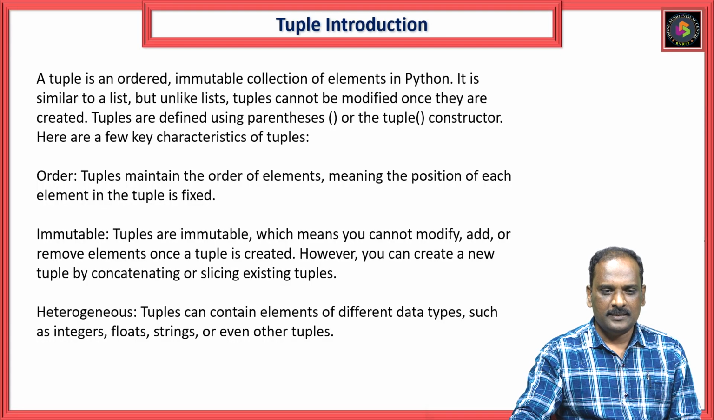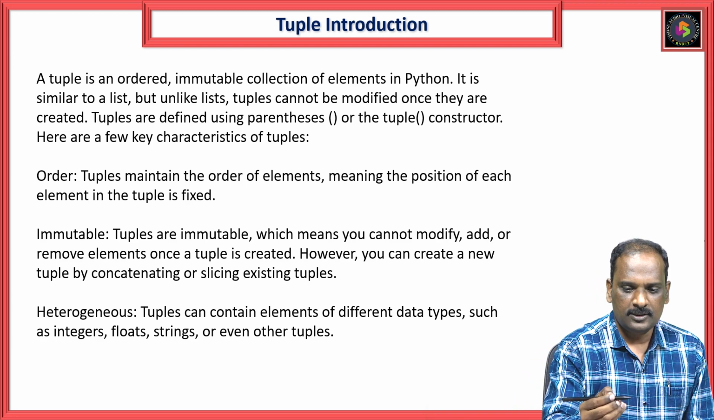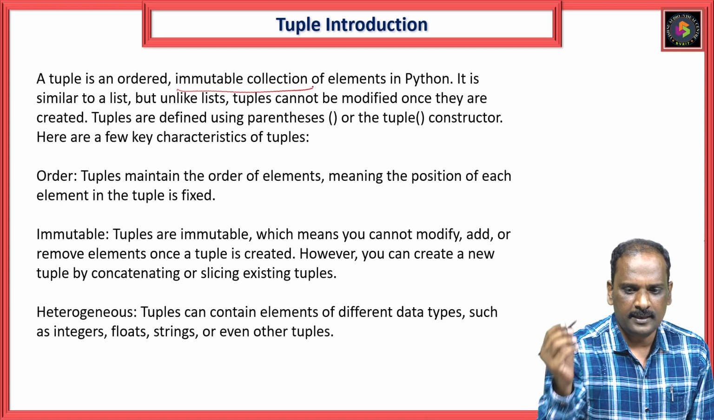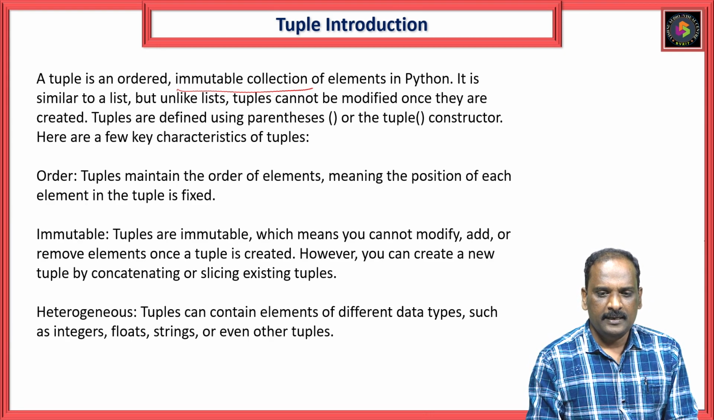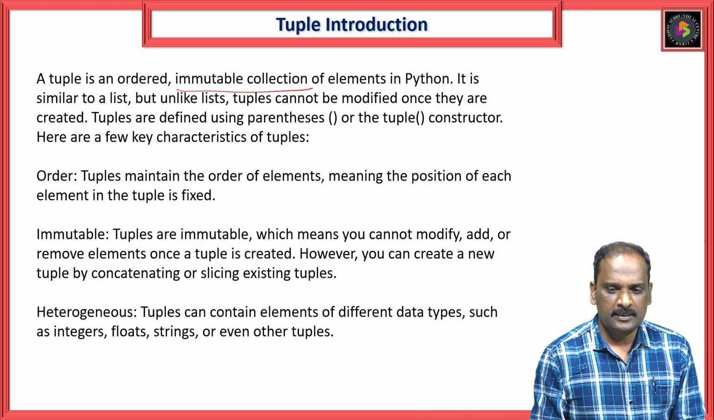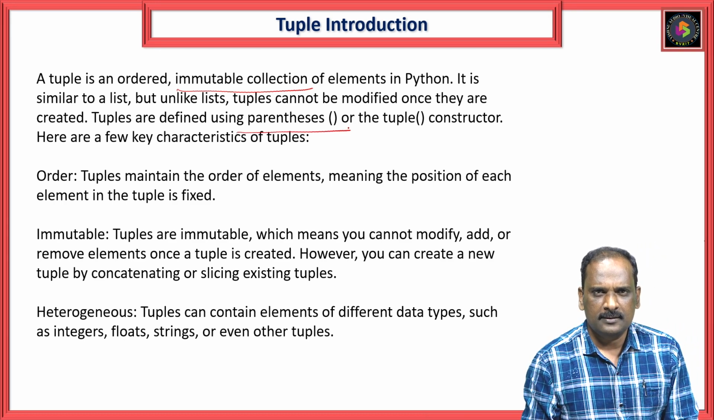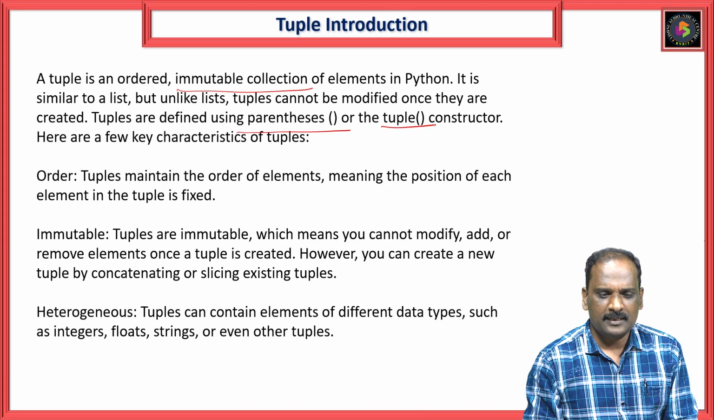A tuple is a data structure which contains an ordered collection of elements. A tuple is an immutable collection. That means we cannot change the elements of a tuple. A tuple can be written by using parentheses, with the elements written inside the parentheses, or by using the tuple constructor.